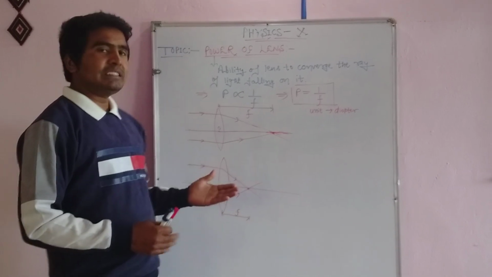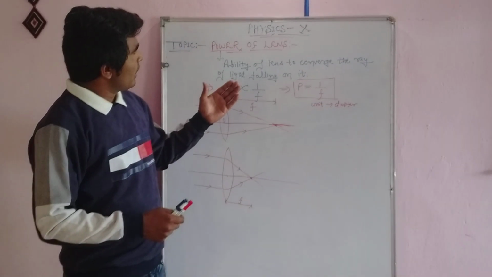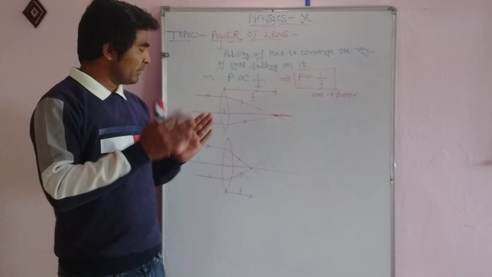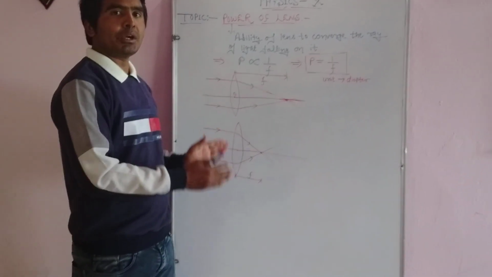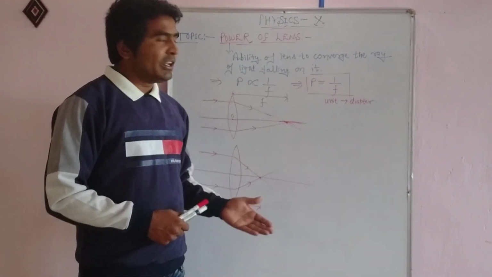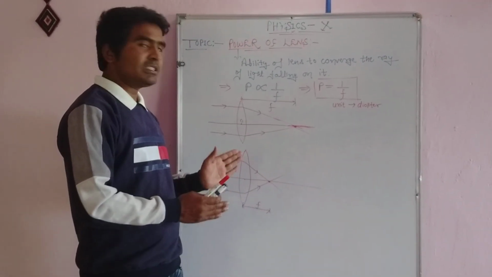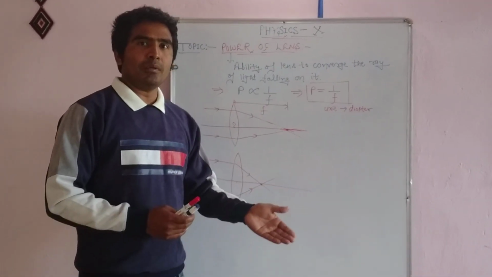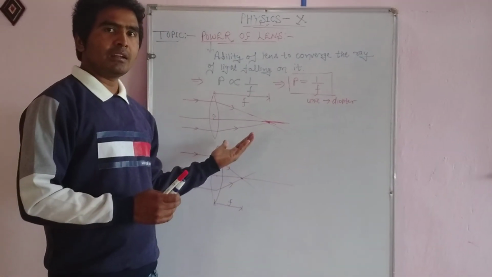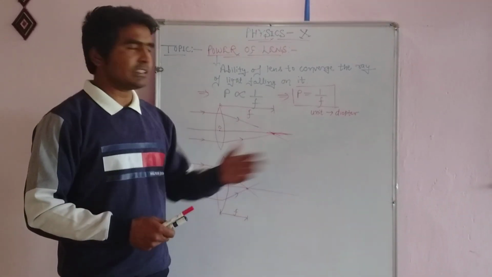If a lens is of high power, it will converge light rays very near to it. According to the definition of power of lens, it is the ability of a lens to converge. If a lens converges light rays closer, it means the lens is of high power. And if a lens converges light rays far from it, it means the power of the lens is less.